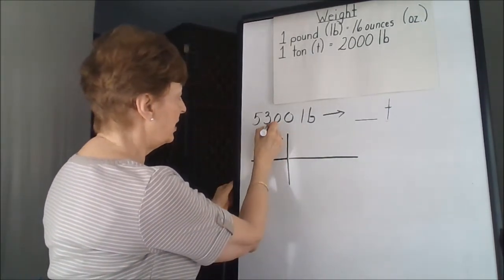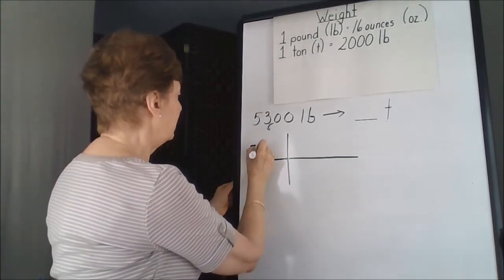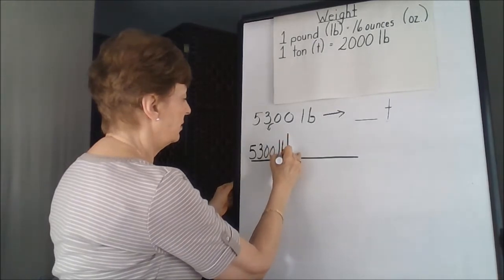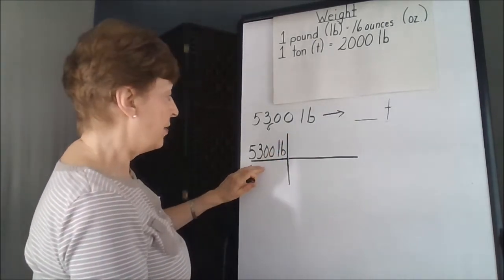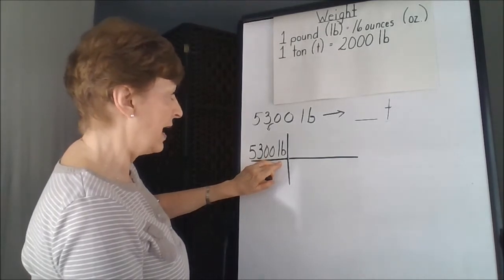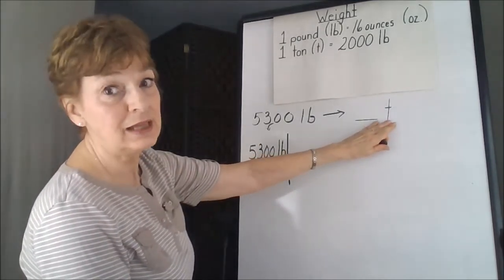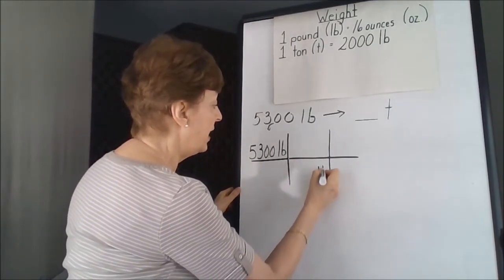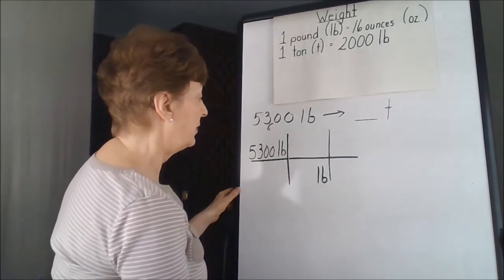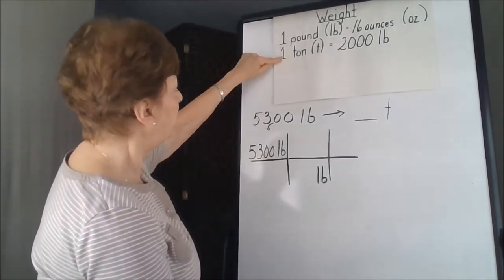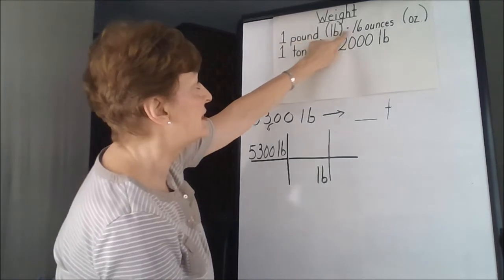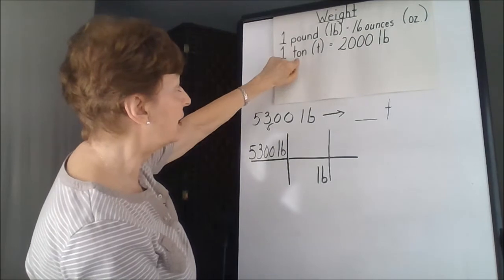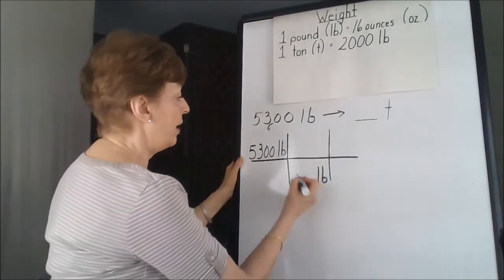Our very first number is here, 5,300 pounds. We are aware that we have to eliminate the pound label because we're trying to get tons. So our second box, we're going to pull the pound abbreviation down and then look at the chart. Here we have 1 pound is 16 ounces. Well, we're looking for tons. So 1 ton is equal to 2,000 pounds. That would be the one we would want.